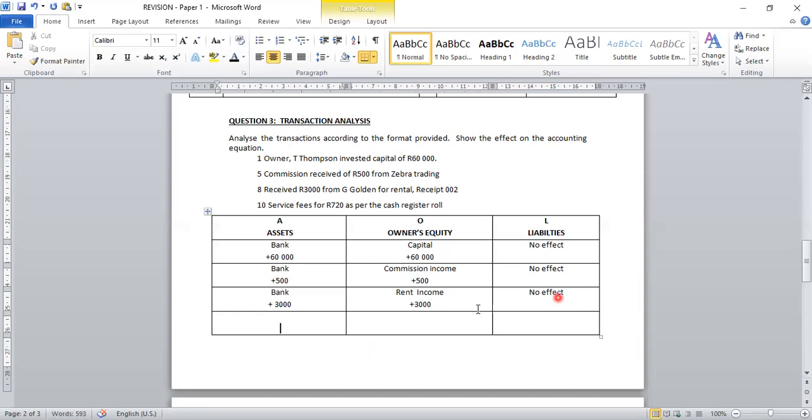So learners, I've included the last transaction here, which is service fees for 720 Rand as per cash register. So this will also affect our bank. Bank will increase by 720. And then our owner's equity, because we are receiving income, we will write current income, also increasing by 720 Rand. So under liabilities, there's no effect.